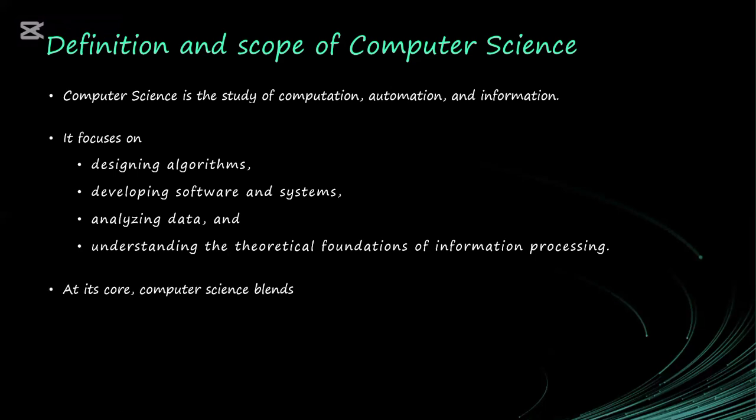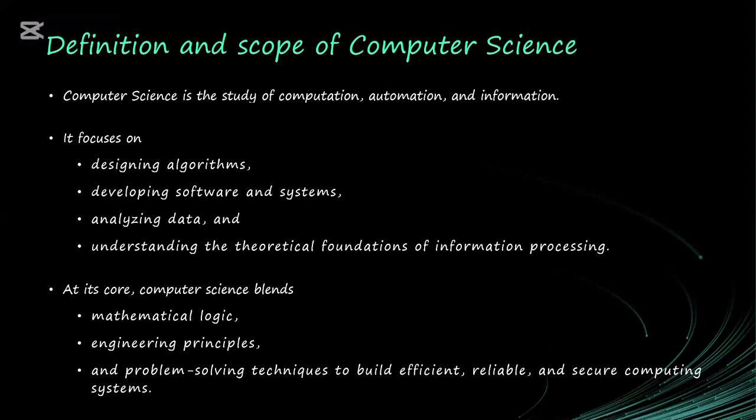And at its core, computer science blends with mathematical logic. It blends with engineering principles and also problem-solving techniques. These are basically three principles. Computer science borrows or makes use of principles from mathematics, from engineering, and problem-solving techniques. With these three things, it can build efficient, reliable, and secure computing systems.